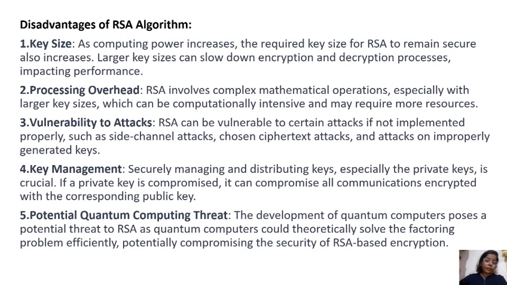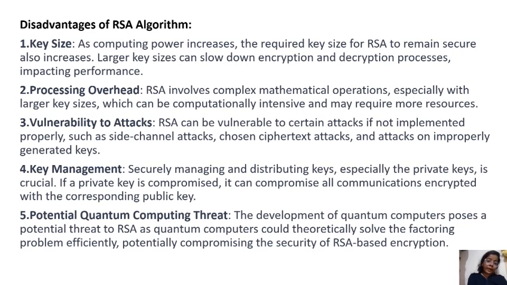Key size: as computing power increases, the required key size for RSA to remain secure also increases. Larger key sizes can slow down the encryption and decryption process, impacting performance. Processing overhead: RSA involves complex mathematical operations, especially with large key sizes, which can be computationally intensive and may require more resources.